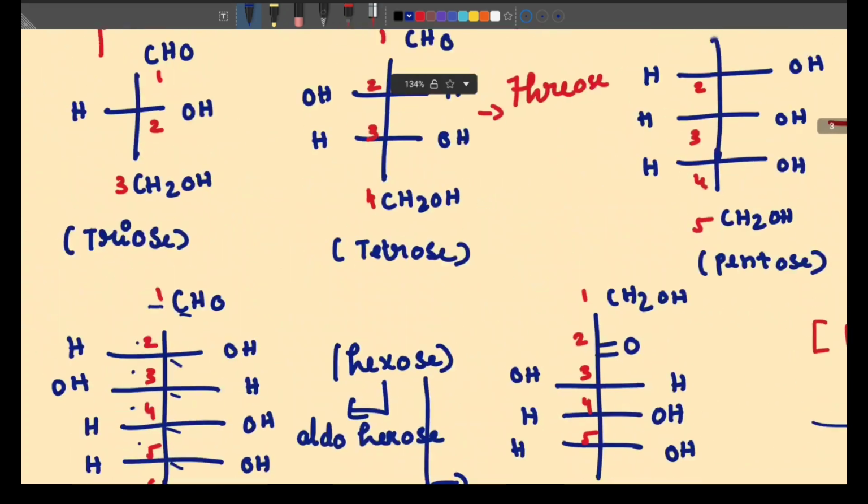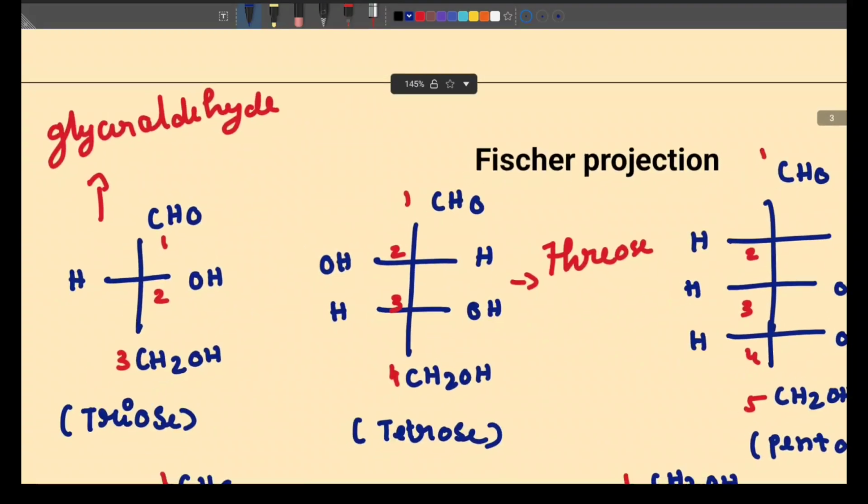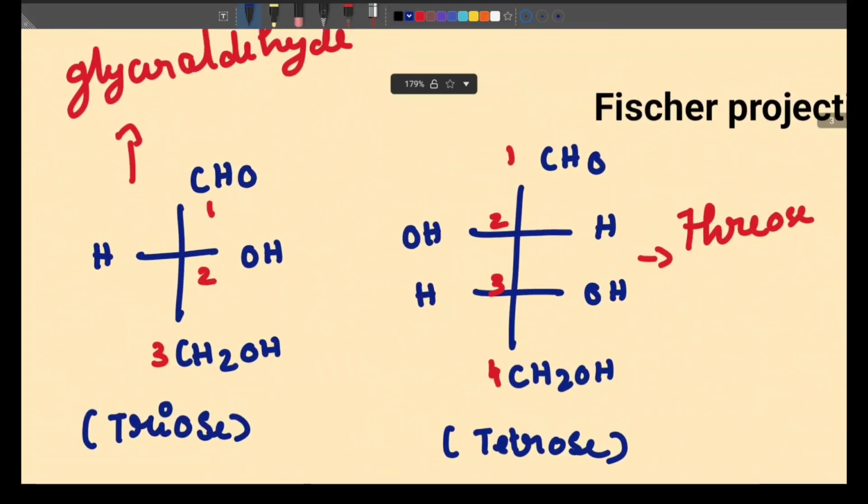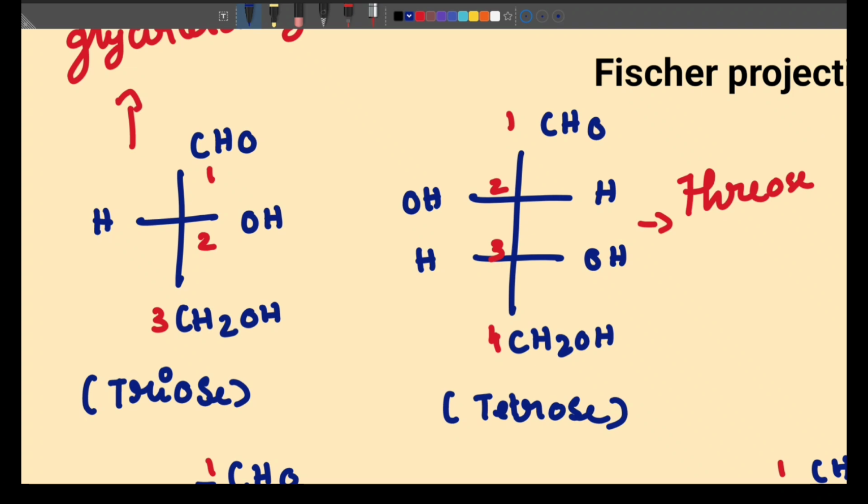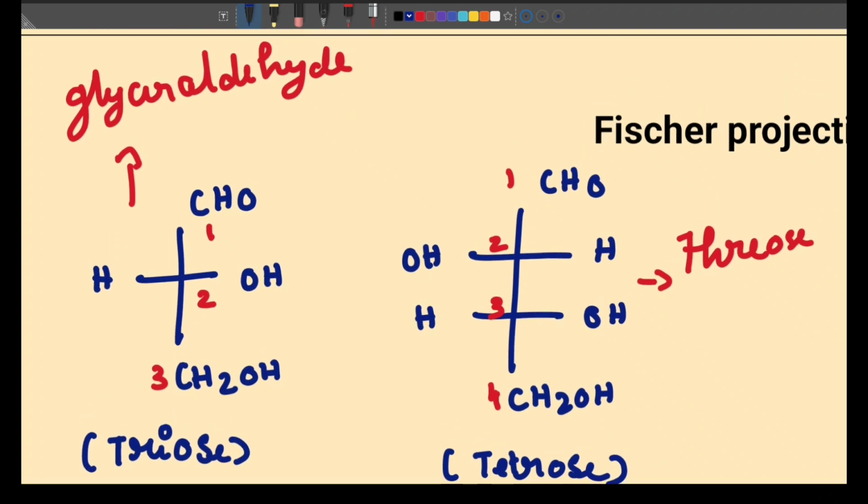Now let's talk about the other components. See, Fischer projection, let's start with the simplest monosaccharide. What is the simplest monosaccharide? It's triose. Okay, the 3 carbon compound. This is the simplest we can get. What is the simplest form of monosaccharide? It is the 3 carbon compound, triose.